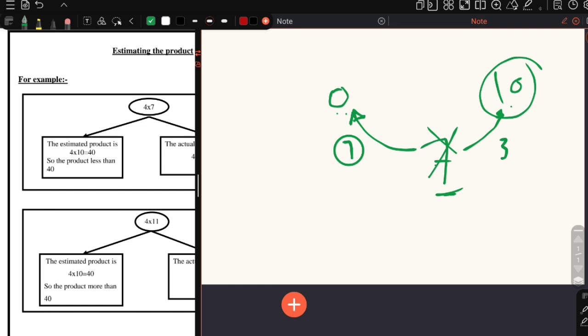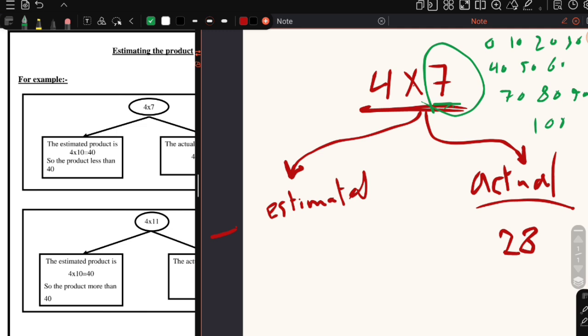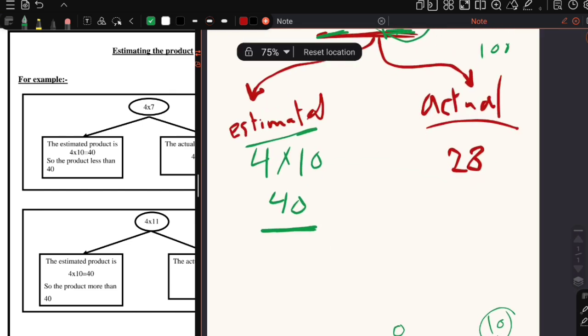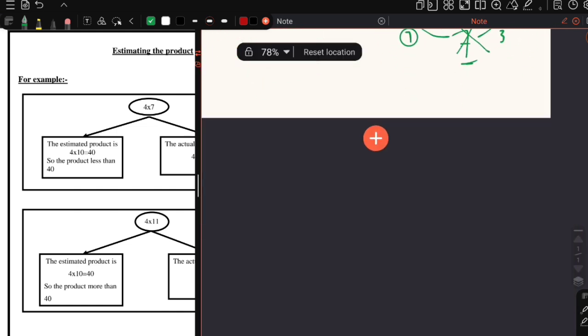So we can replace 7 by 10 here because it's closer. So I would replace 7 in the estimated product with 10. 10 times what? Times 4. So 4 times 10 will be 40. So 40 will be the estimated value and 28 will be the actual product. Okay. Let's see another example.